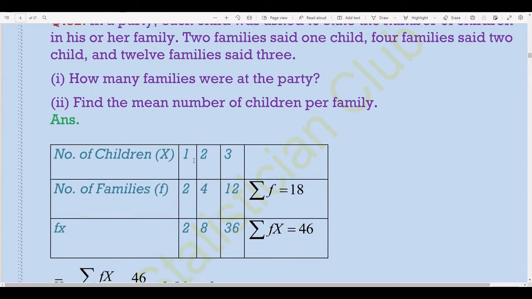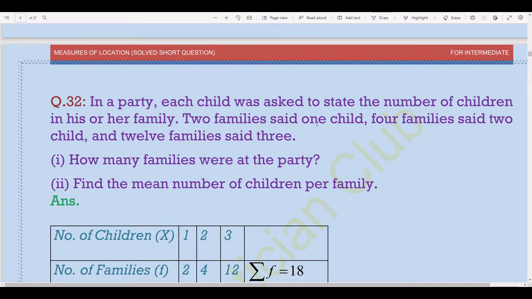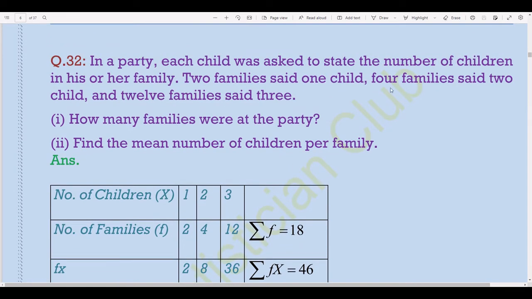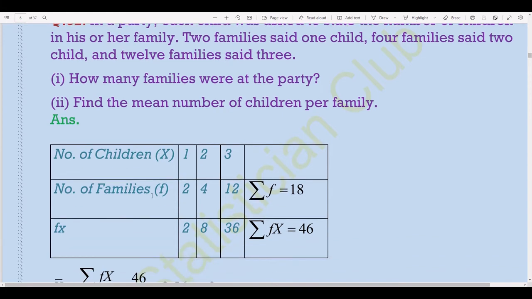So number of children 1, 2, 3. Number of families with 1 child: 2 families have 1 child. 4 families said 2 children. And 12 families said 3 children. So this is frequency and number of children is x. How many families? Sum of f. So this is the answer of the first question. 18 families were included in the party.